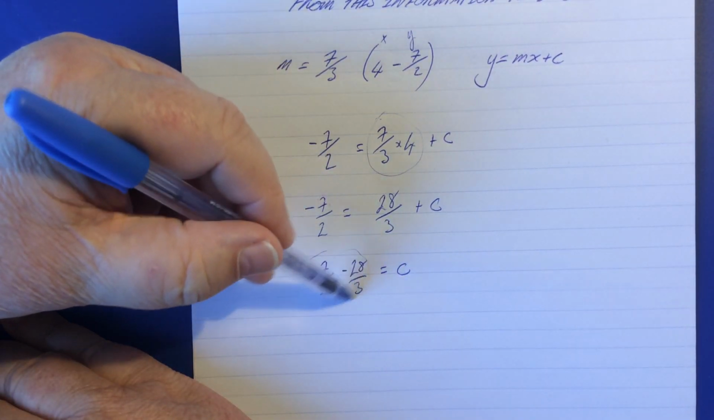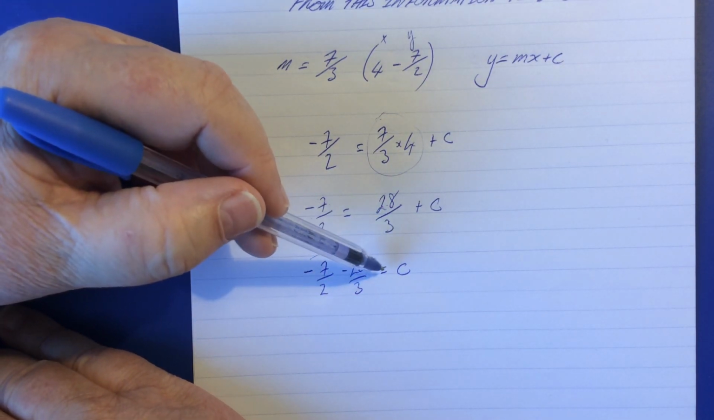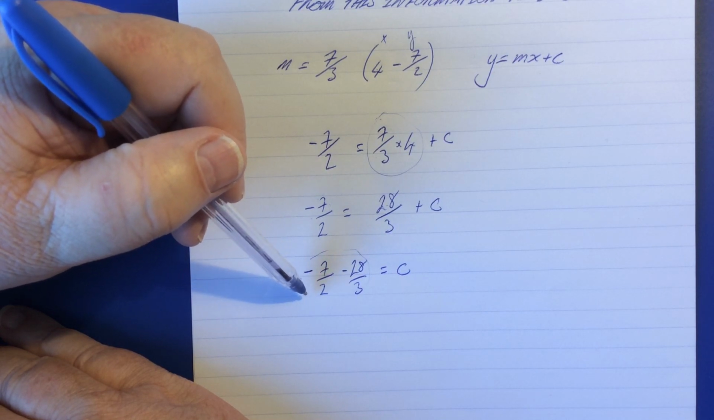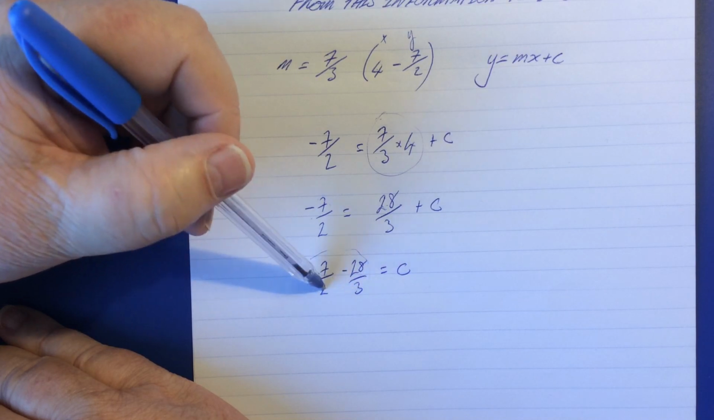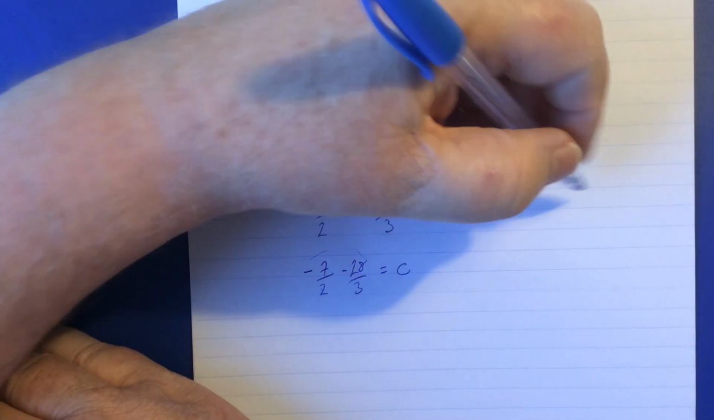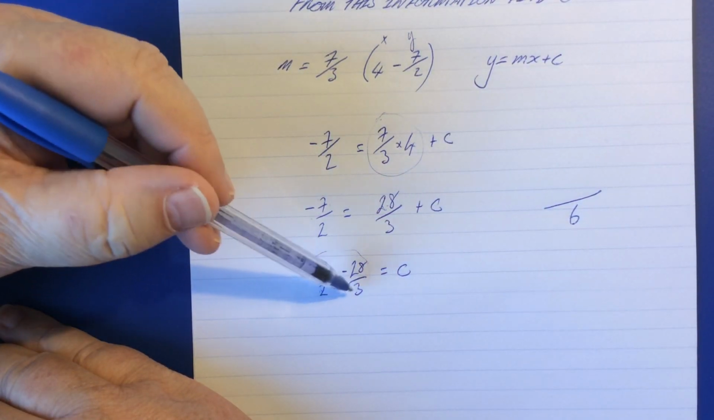So I've finally got everything I need together to find C. But I've got a pretty ugly looking setup here. Now, how am I going to deal with this? I've got different denominators, so what I'm going to do is find a common denominator, which is 6. 2 3s are 6.